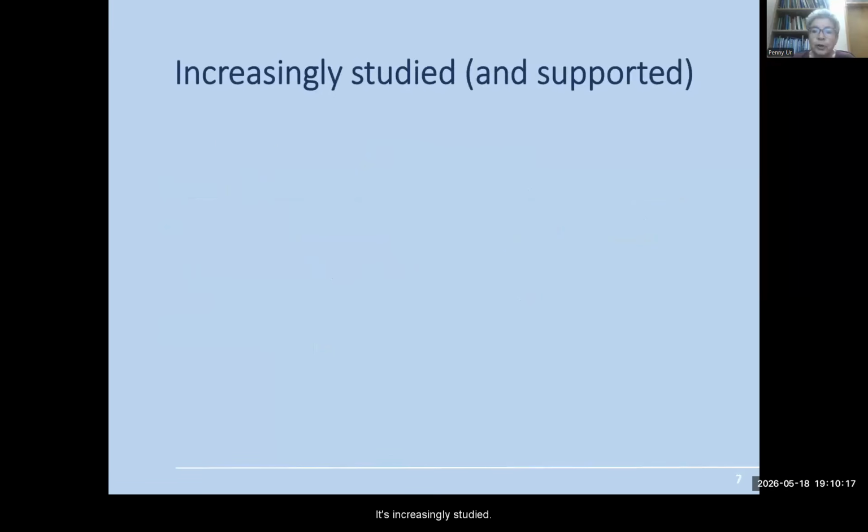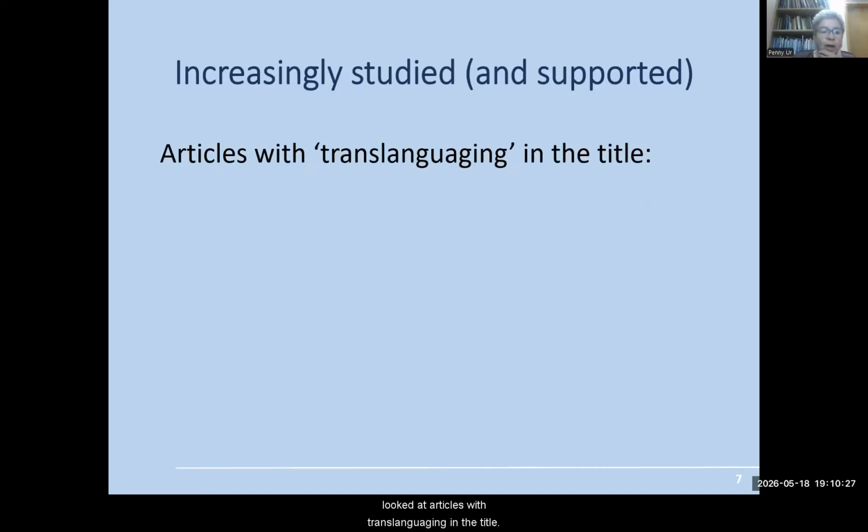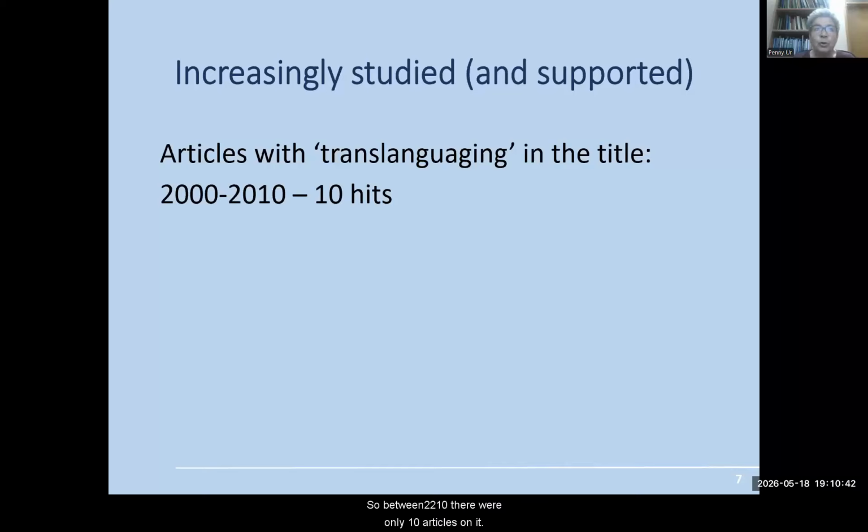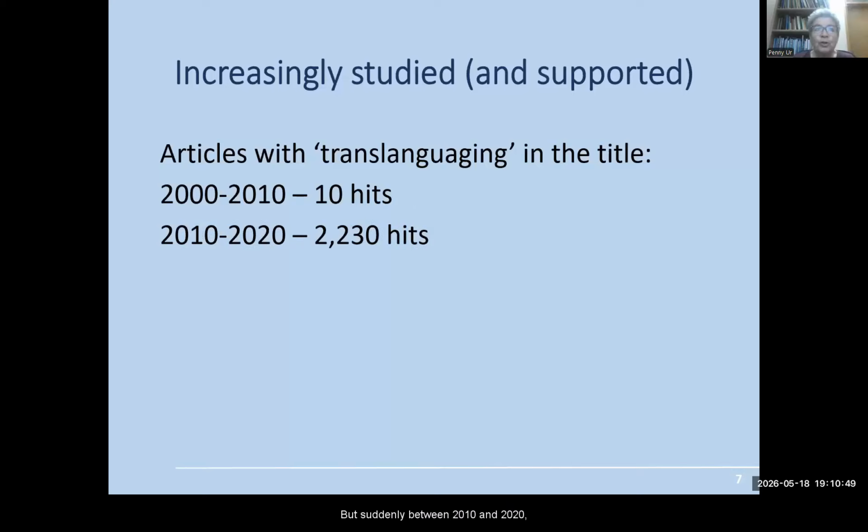It's increasingly studied, and I went into Google Scholar and looked at the number of pieces of research on translanguaging. I looked at articles with translanguaging in the title. Obviously, there are many more which don't have translanguaging in the title and are still talking about it. But I limited myself to ones which actually set out explicitly to talk about translanguaging. So between 2000 and 2010, there were only 10 articles on it. It had only just come in. But suddenly between 2010 and 2020, you got 2000.